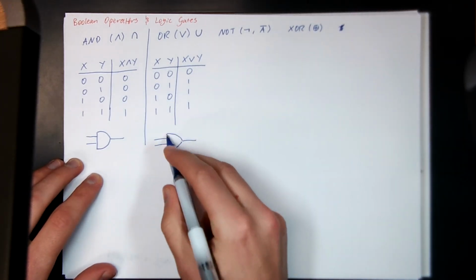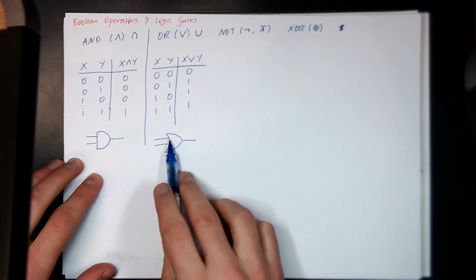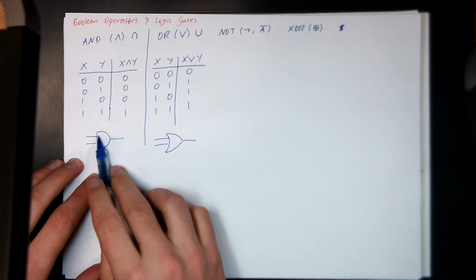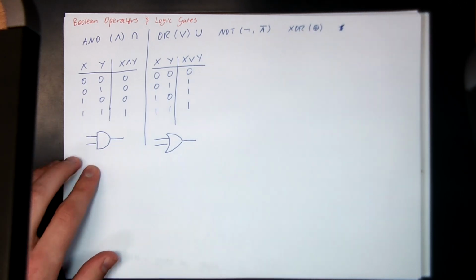And the corresponding logic gate for the logical operator OR looks like this. It looks like a little spaceship thing with a curl on the back. So you can see the OR gate has got a curve on the back and the AND gate's got a straight line on the back. So don't mix these two up.